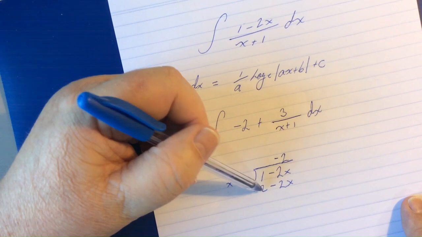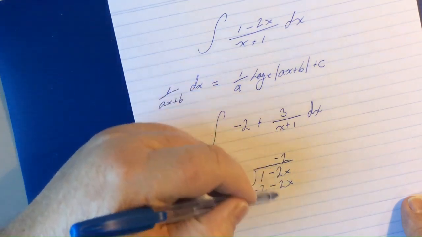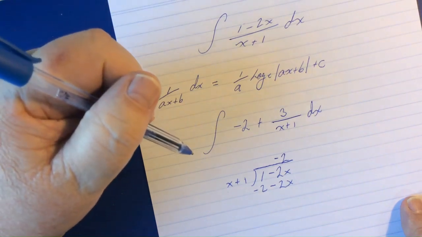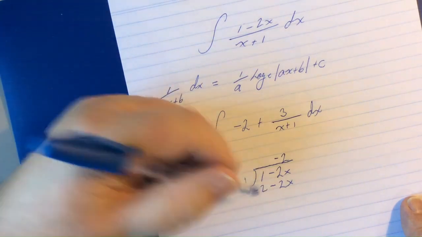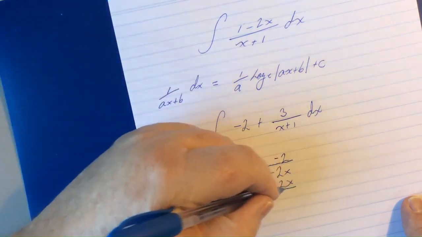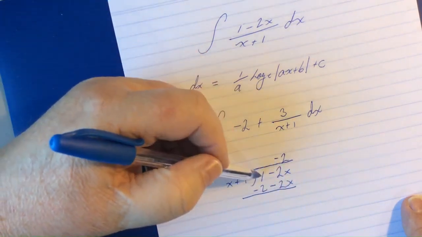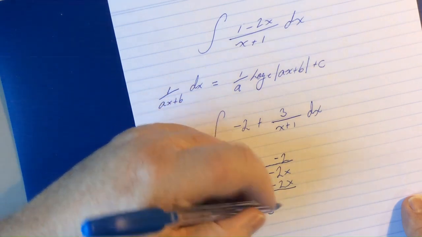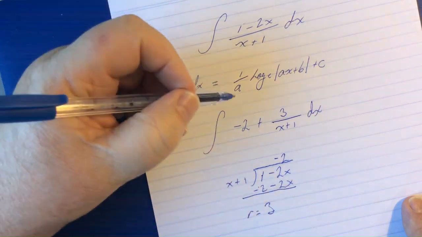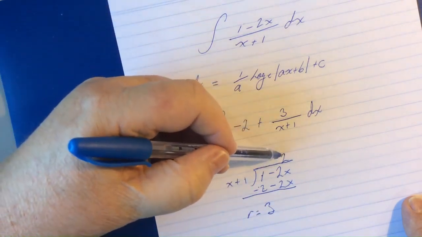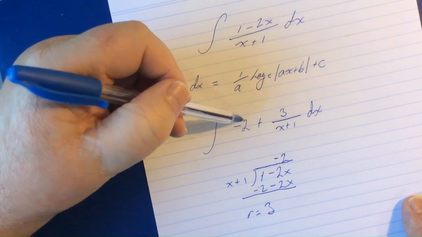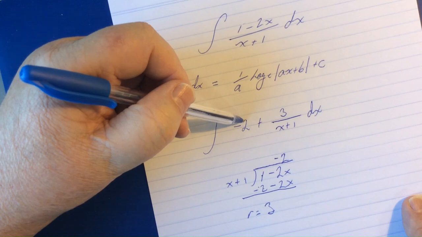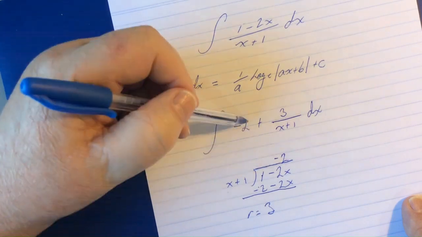Just bear in mind the way that I've written this. Normally you'd go -2x minus 2, but what I'm trying to do is line up the columns in such a way that it's easy to do a subtraction. When we do that subtraction, what we get is 1 minus -2, which is 3. That's our remainder. And we get -2.